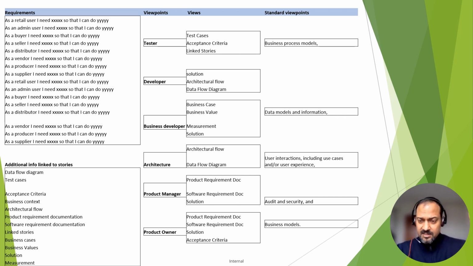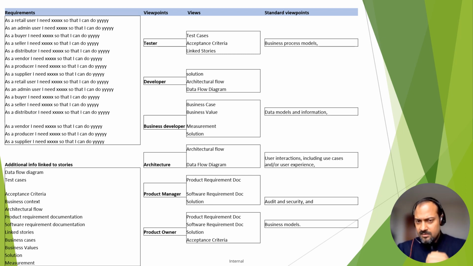So suppose we have different stakeholders, say tester, developer, business developer, architect, product manager, product owner. These are different roles in an organization, and different persons want to see different information. The requirement set is also supported by additional information, like data flow diagrams, test cases, acceptance criteria, business context, architectural flow, product requirement documentation, software requirement documentation, linked stories, business cases, business values, solution, and measurements. So these many requirements are supported by this additional information.